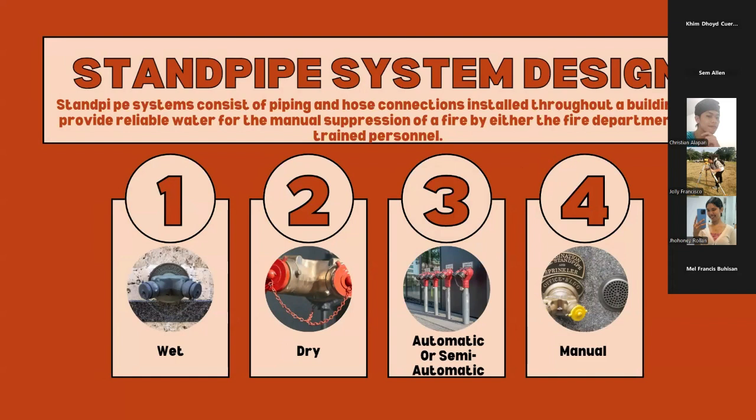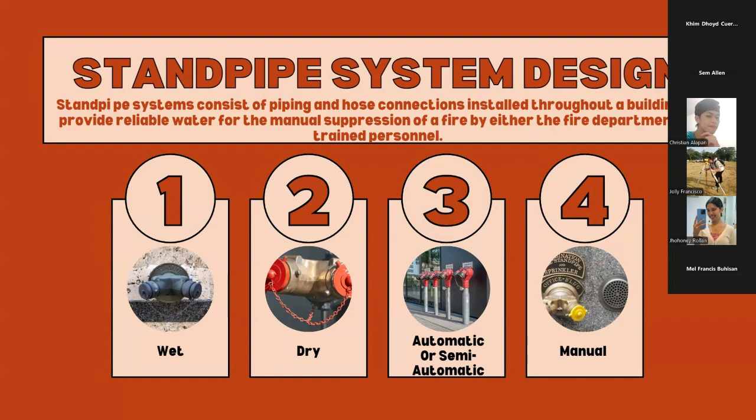So, standpipe system design. The standpipe systems consist of piping and hose connections installed throughout a building to provide reliable water for the manual suppression of a fire by either the fire department or trained personnel.